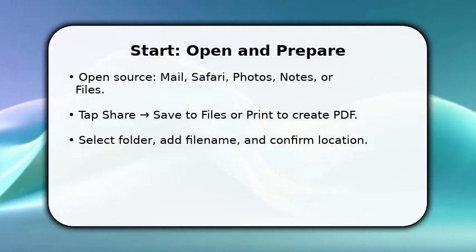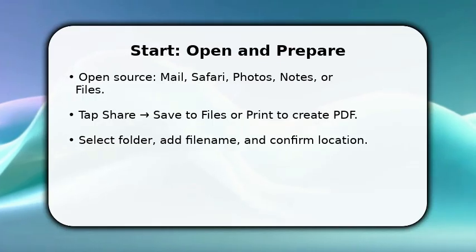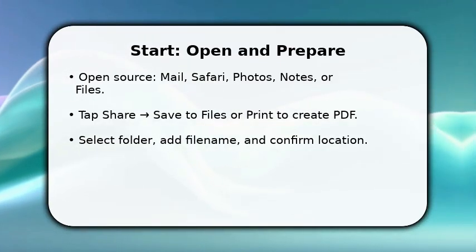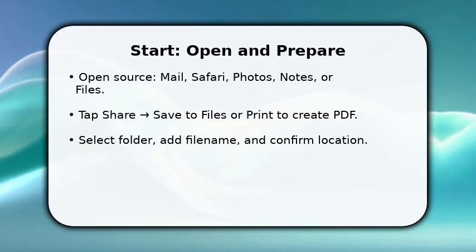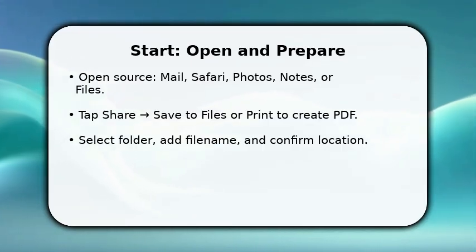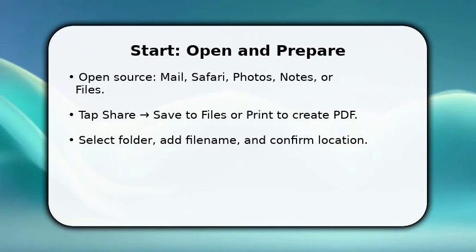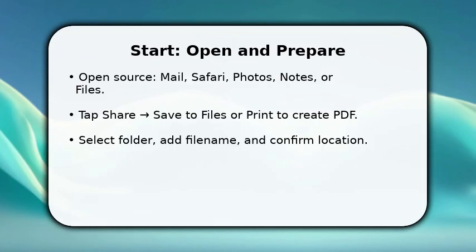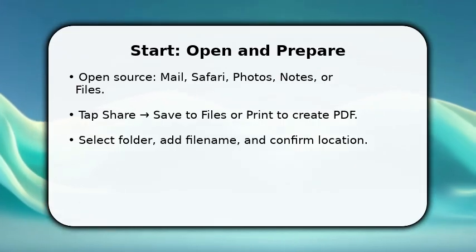You begin by opening the content you want to convert, a web page, photo set, email, or document. Once open, tap the Share button and choose Save to Files if you want a straightforward PDF, or choose Print to use the PDF shortcut. You do this because Save to Files preserves the original and Print lets you control page size. Make sure to pick the correct folder and give the PDF a clear name before continuing.